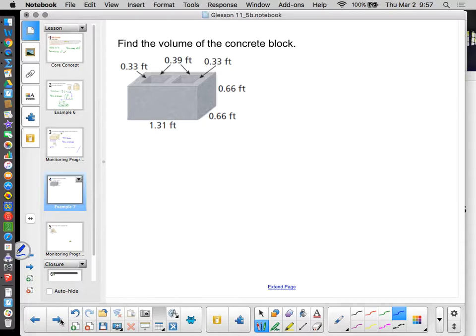All right, that's enough on similar stuff. Now we're going to move on to just finding volumes of what we call composite figures. In other words, where you have to add and subtract volumes before we can actually find the total volume. So we're going to have to find different pieces, so we have to break the problem down.